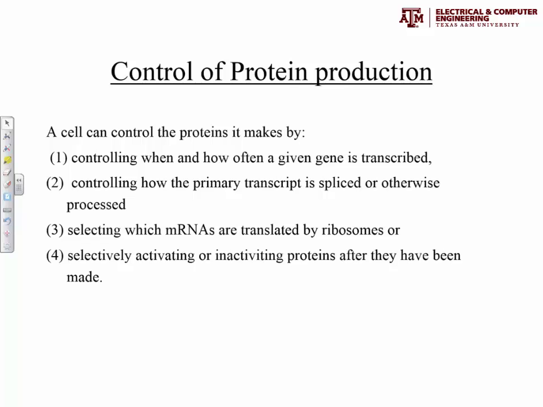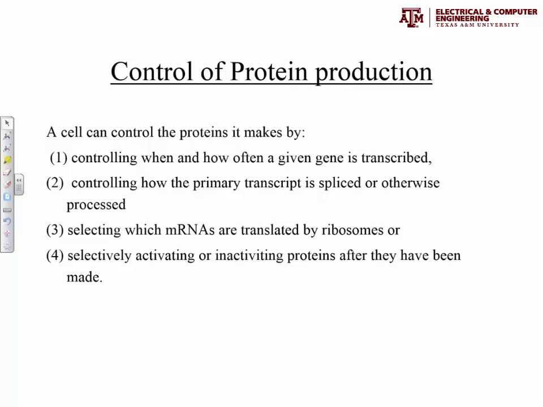Then the third thing that the cell could do: once it's been transcribed into messenger RNA, to get protein, you still need to translate it. So the cell could make decisions about which of the messenger RNAs should be translated by the ribosomes. Because if you just do transcription, you don't do translation, you don't have any protein, right? So you haven't produced any protein. And the last thing that the cell could do is it could selectively activate or inactivate proteins once they are produced. Okay, which one do you think that the cell will use the most among these 4?